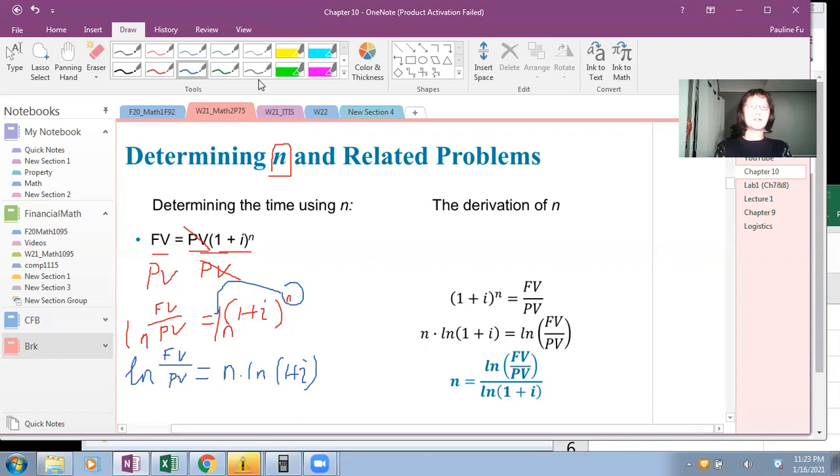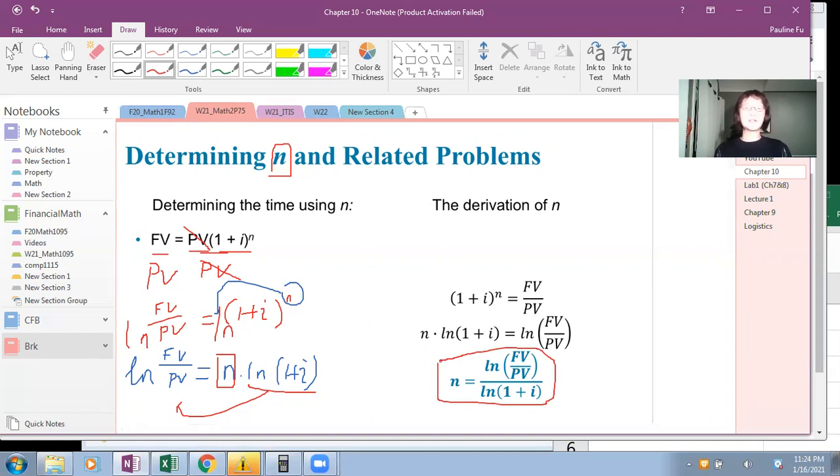And now you can solve for N. Divide both sides, move this over to the left-hand side. So you get the formula for N here. Based on future value, present value, and periodic interest I, you can solve for N algebraically.